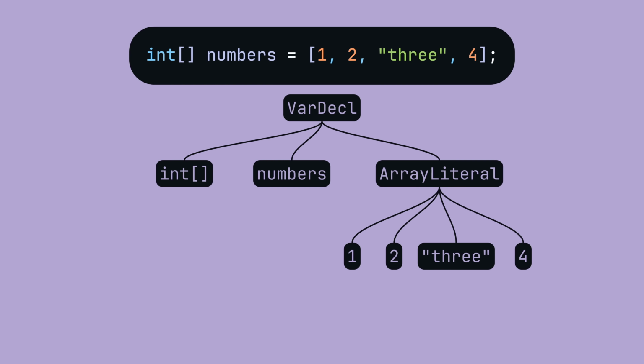A smarter approach would be to go top-down as well. The type checker sees that the array is declared as int, and pushes that expectation onto every element of the array.